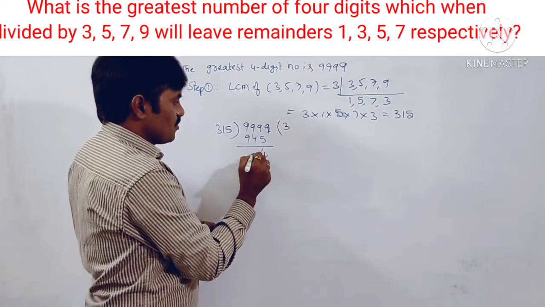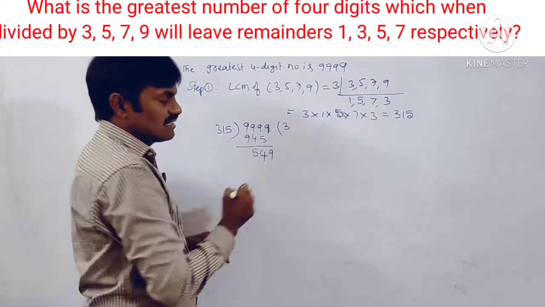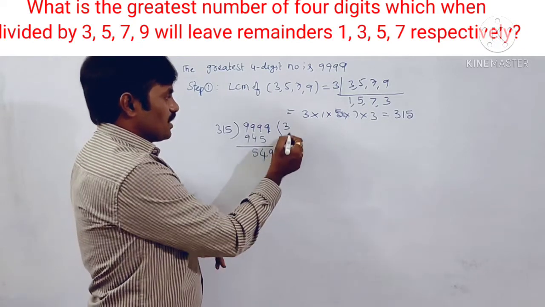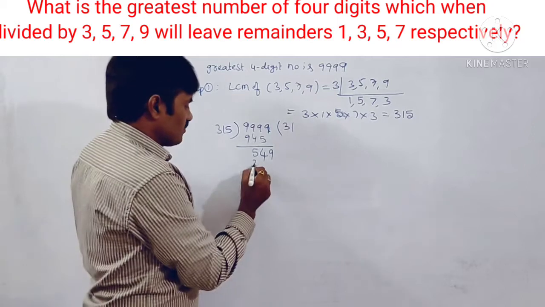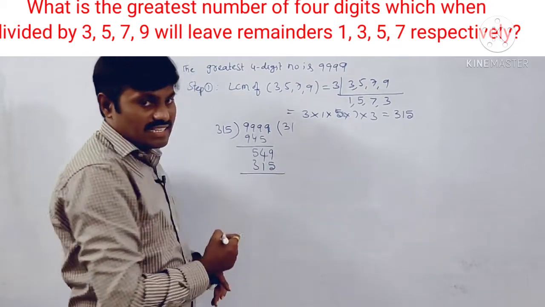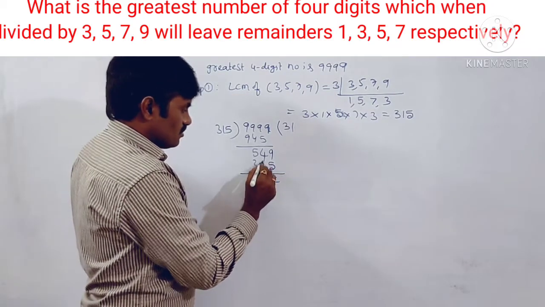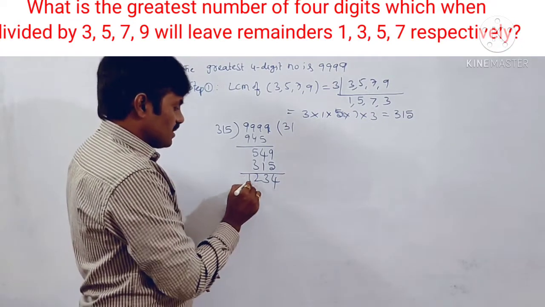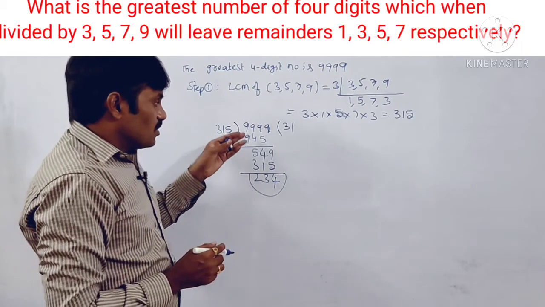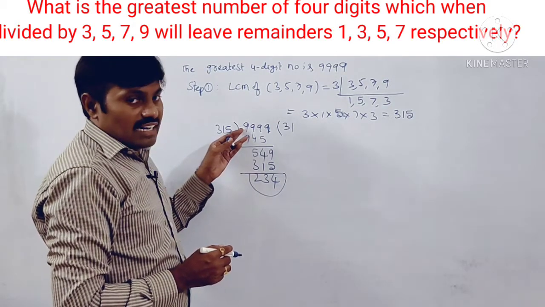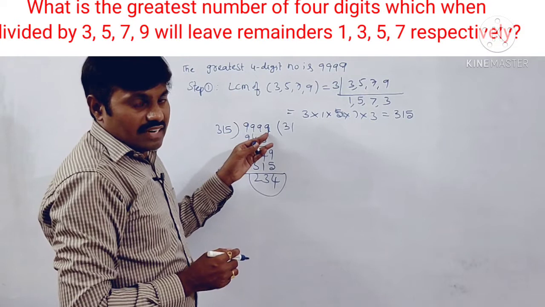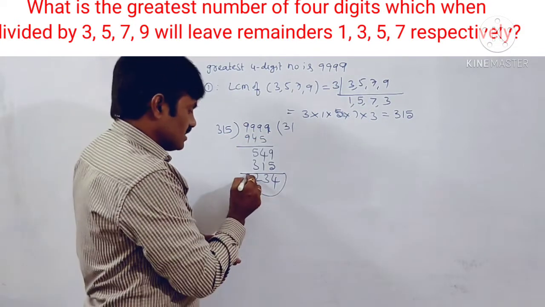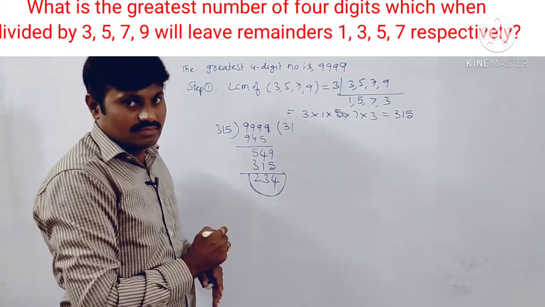The difference is 45. Here, bring down the next digit 9. Obviously it is not possible 2 times, only 1 time. So 315. Now what is the difference here? 4, 3, 2. 234 is the difference. That means 315 should divide 9,999 exactly, but this much remainder is extra for us.